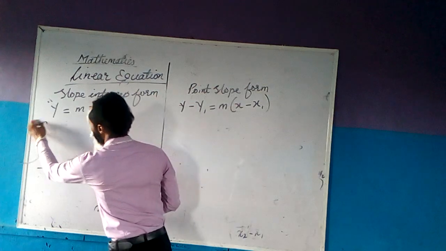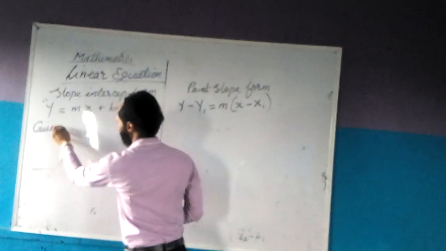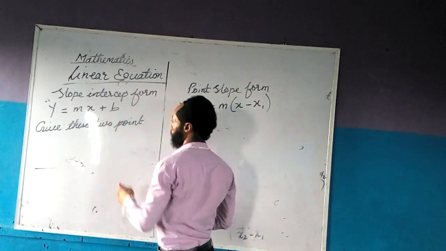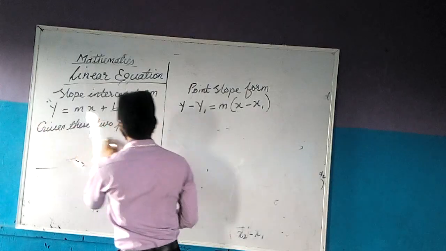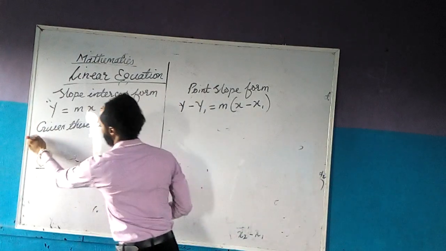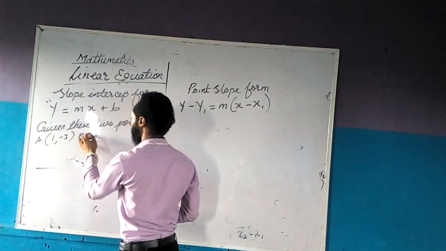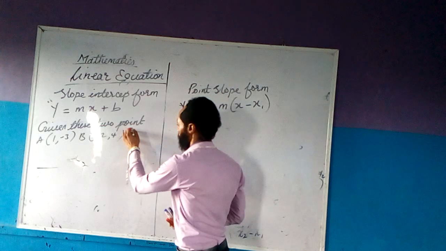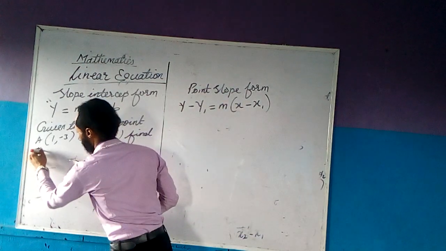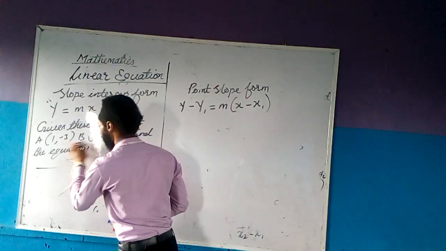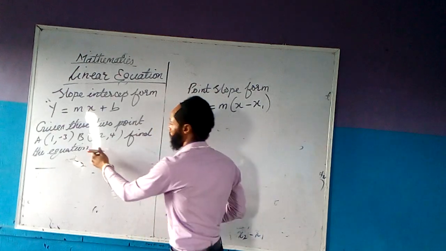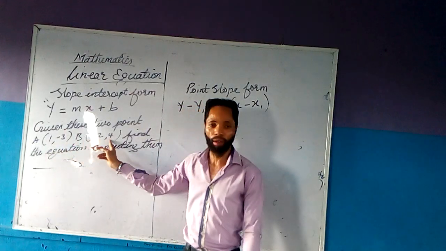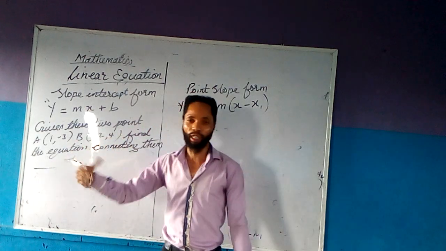Now, let's take a question. Given these 2 points, A (1, -3) and B (-2, 4), find the equation connecting those 2 points.